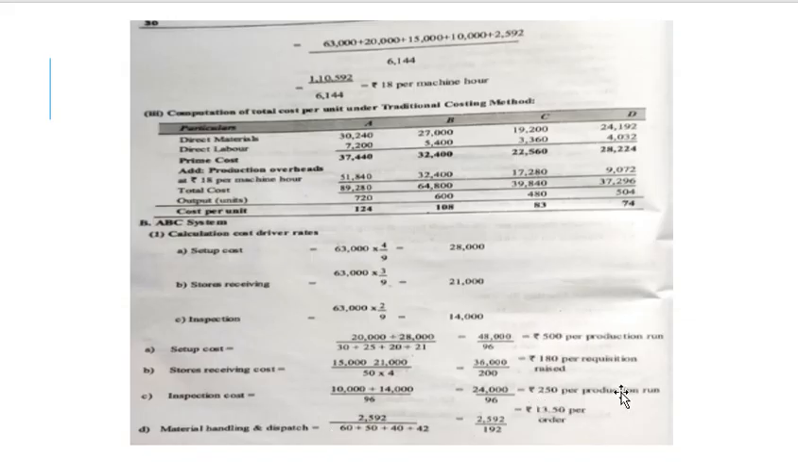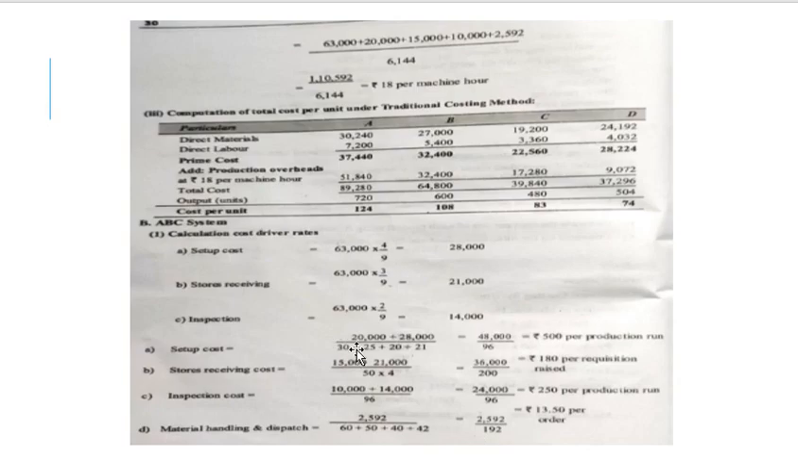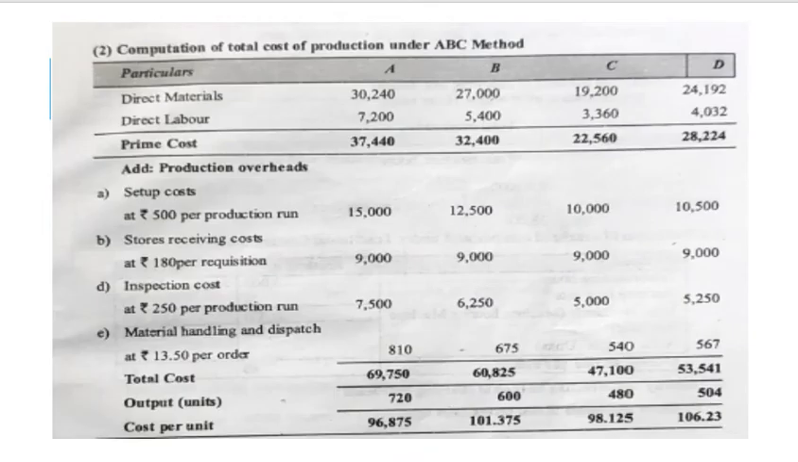So it is rupees 250 per production run. As we know, the production run for A is 30. So 30 into 250 will give you 7,500. Then 25 into 250, which will give you 6,250. Then 20 into 250, which will give you 5,000. Then 21 into 250 will give you 5,250. So this is your inspection cost.